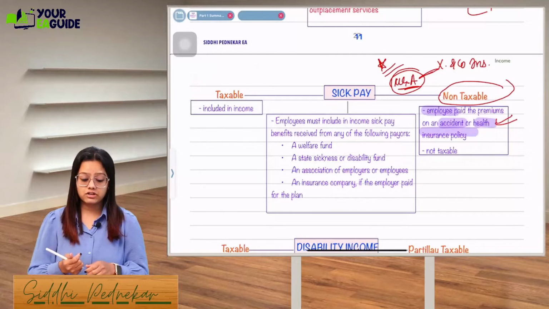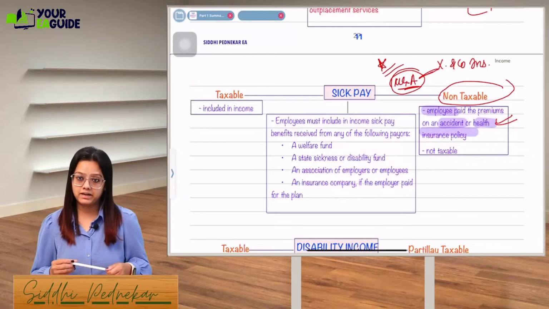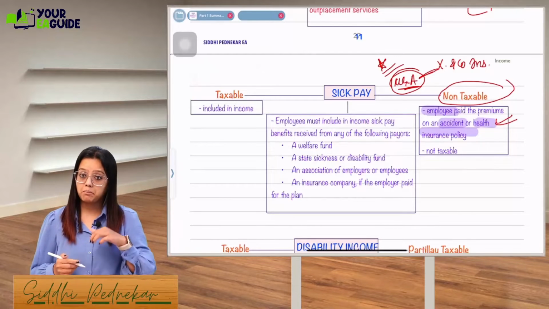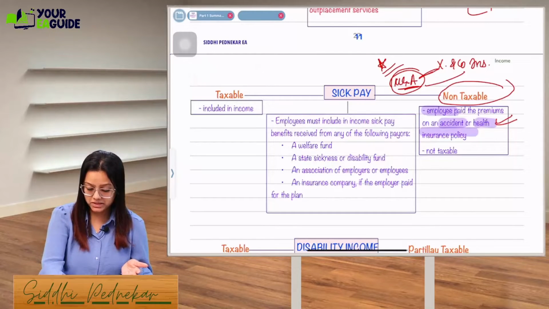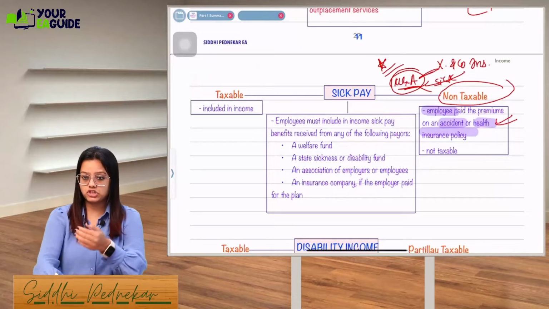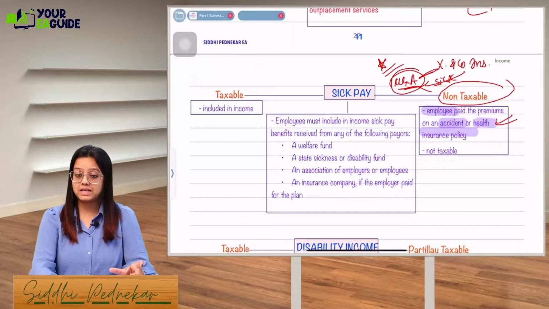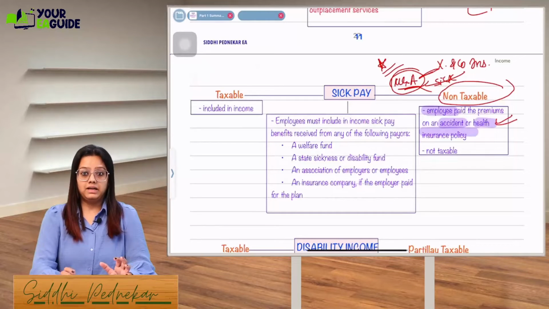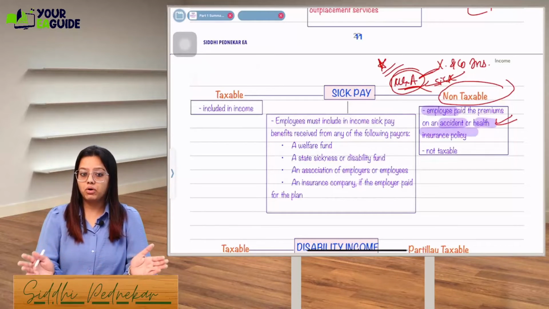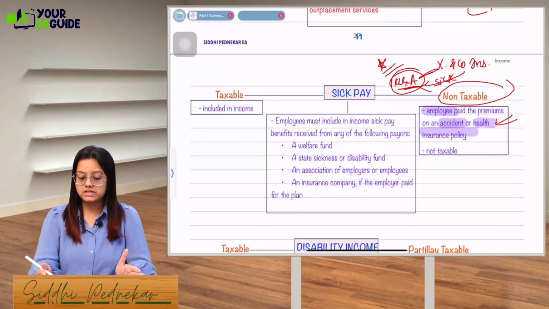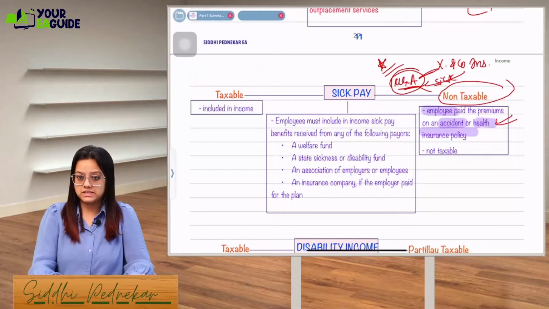But let's say instead of Mr. A, his employer has paid the premium. Then whatever reimbursement he is going to get, the sick pay he takes from the company, will be included in his tax return as wage income, as sick pay. But sometimes both the employee and employer have taken certain insurance policies.